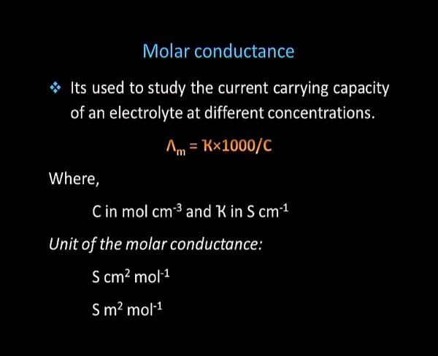We represent it as lambda, which is also sometimes written as lambda m, and this is equal to kappa multiplied by 1000 divided by C, where C is in mole per centimeter cube and kappa in Siemens per centimeter. The unit of molar conductance is Siemens per centimeter square per mole, or sometimes we use it as Siemens per meter square per mole.